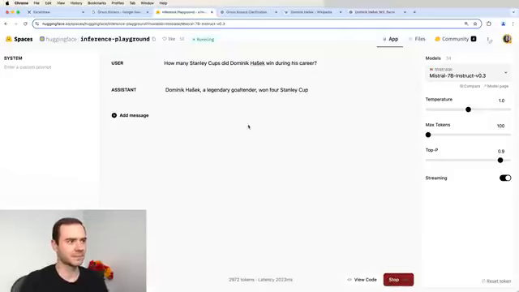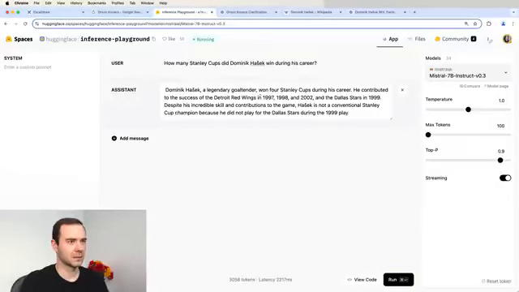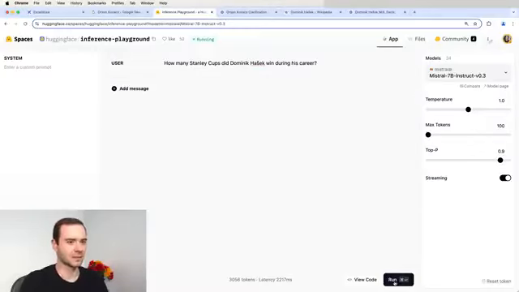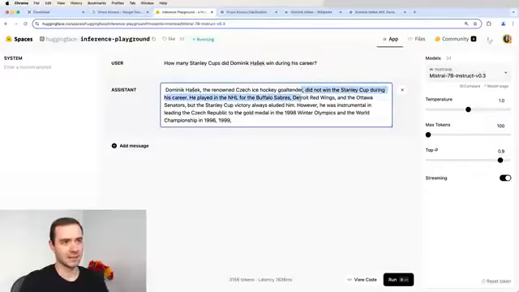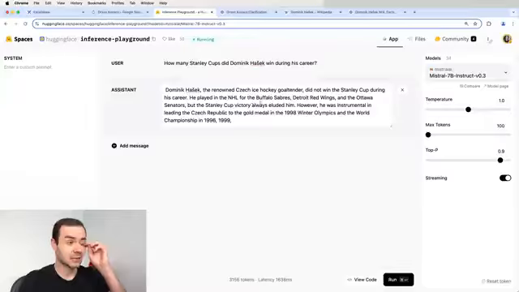Let's try again. Here the model, again, is kind of making stuff up, right? Let's try again. Here it says he did not win during his career. So obviously the model doesn't know.